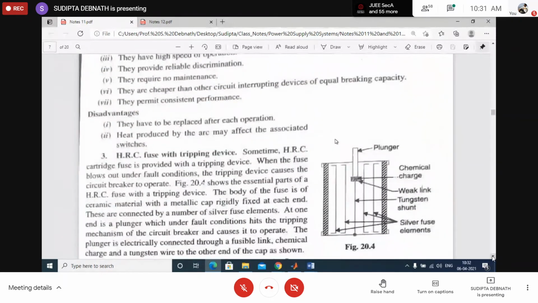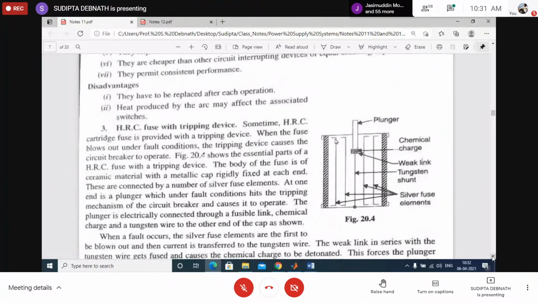Now another type of HRC fuse is used: HRC fuse with tripping device. This is nothing but a fuse with a plunger connected. One plunger is there. What happens when this fusing element melts down? It pushes the plunger upwards, and the plunger is connected to the circuit breaker. This circuit breaker then trips and disconnects the circuit. So the fuse is not directly disconnecting the circuit, but the plunger is connected with a circuit breaker and it is disconnecting the circuit.